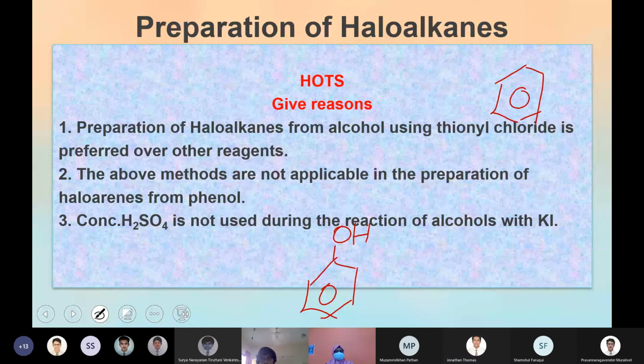Ma'am, because of resonance, it will have partial double bond character, right? So it will be between C and O. So the bond will be a bit stronger, right? That means it will be difficult to break it in phenol.